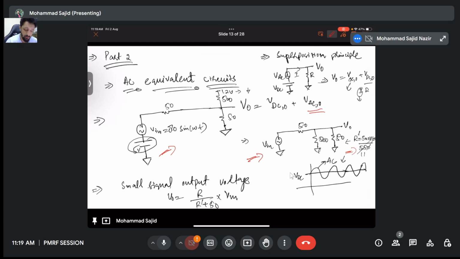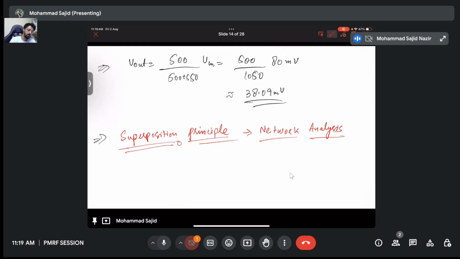and now the small signal output voltage will again be given by the voltage divider between R dash and the 50 ohm written here. So V out is R dash divided by R dash plus 50, multiplied by V in. That comes out to be 500 divided by 500 plus 550, and it comes out to be 38.9. This first type of question is solved by using the superposition principle.